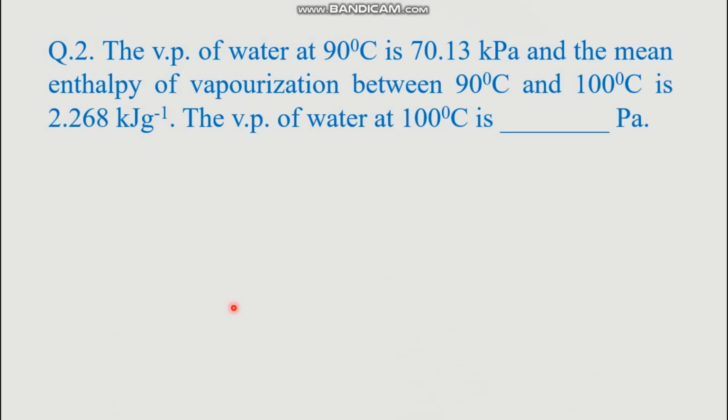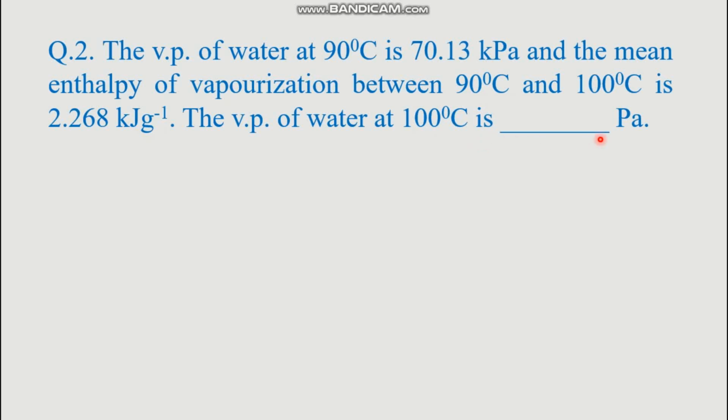Now question number 2. The vapor pressure of water at 90 degrees Celsius is 70.13 kilopascal, and the mean enthalpy of vaporization between 90 degrees Celsius and 100 degrees Celsius is 2.268 kilojoule per gram. The vapor pressure of water at 100 degrees Celsius is how many pascals? So you have to find the vapor pressure.